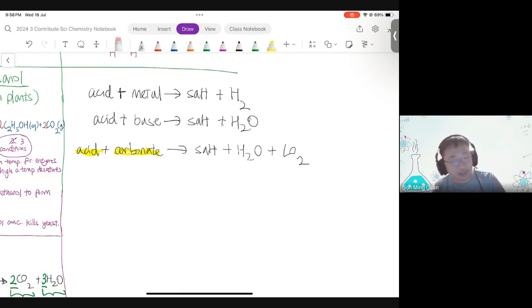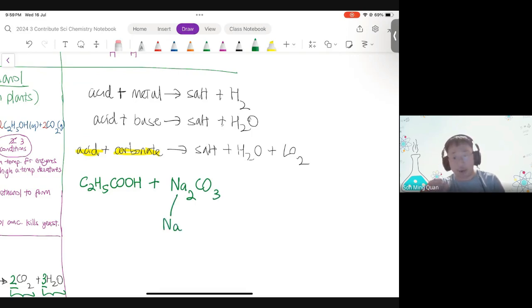Now, a very typical acid we can use is propanoic acid, C2H5COOH. The carbonate we commonly use in the lab is sodium carbonate. So let's recall a little bit of formula writing. Sodium is group 1. Group 1 loses 1 valence electron, so it forms Na+. Carbonate is CO3 2-. You will need to memorize this. Therefore, the formula is Na2CO3. You need 2 sodium ions to balance out the double negative charge on carbonate.